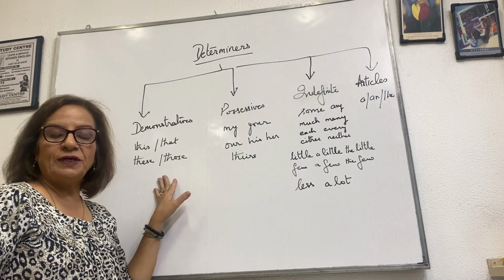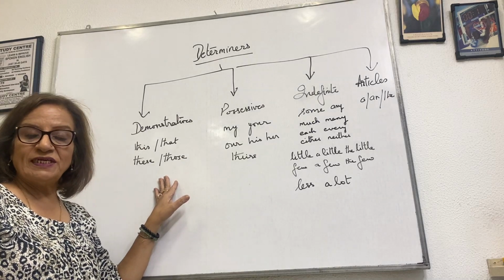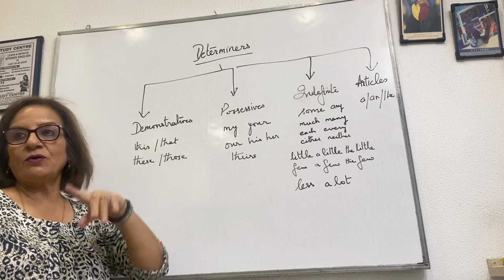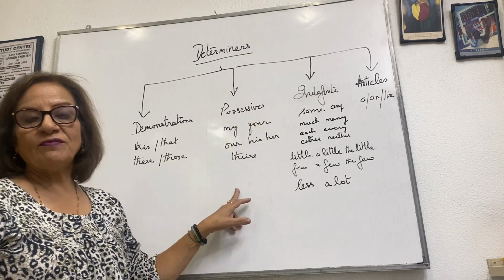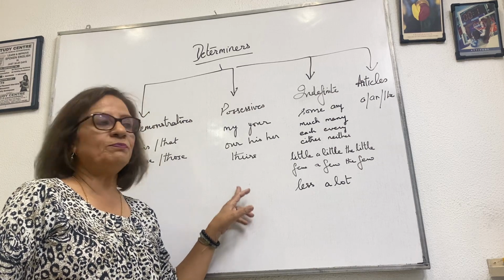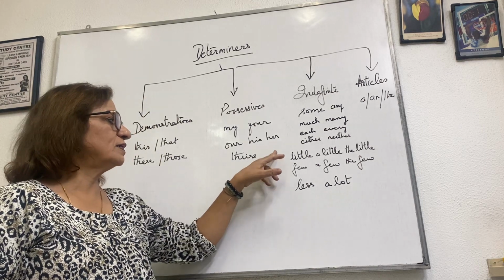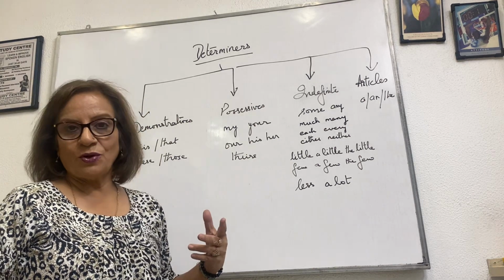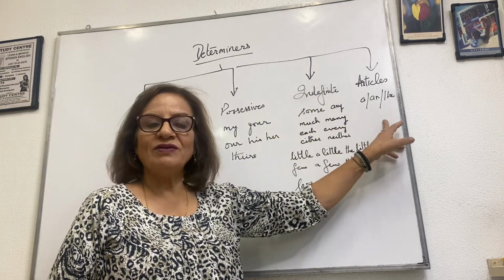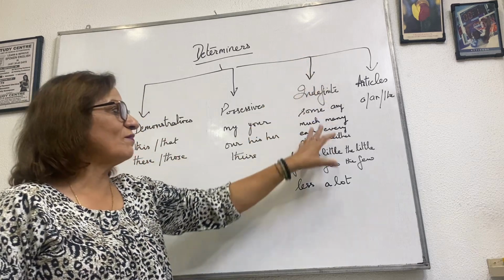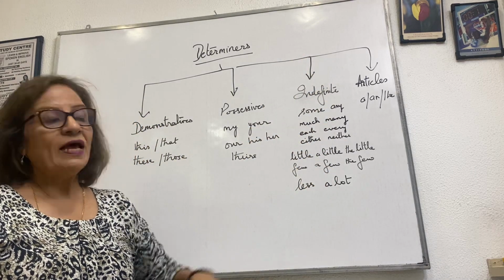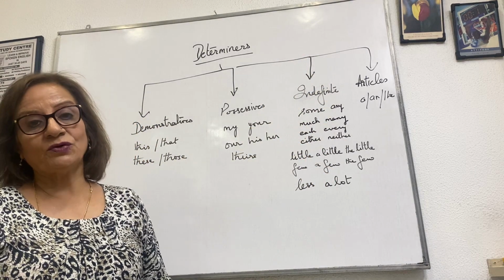Demonstratives I've already done with you initially, also in adjectives: this, that, these, those, pointing out. Then possessives I've done with you in pronouns: my, your, our, his, her, theirs, and so on. Articles, I have done one whole class on articles, a and the. Only what is left is indefinite, and here is what the confusion is all about.